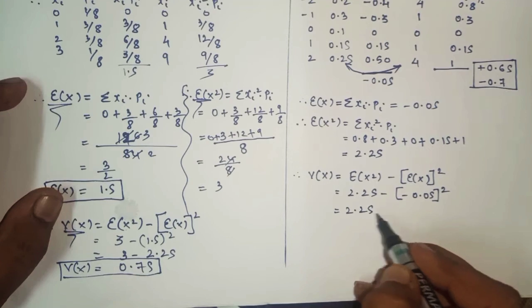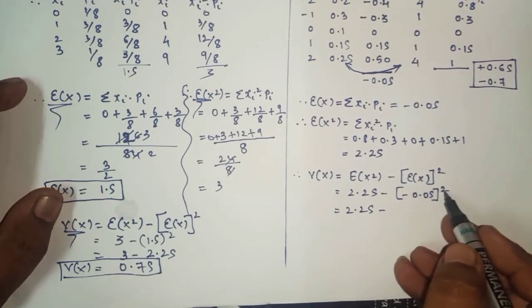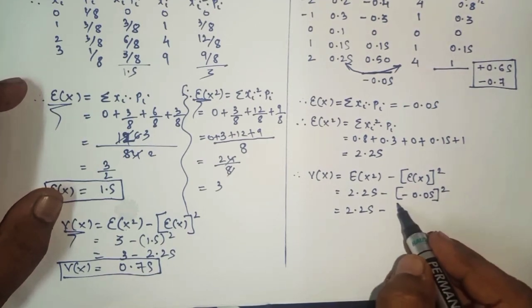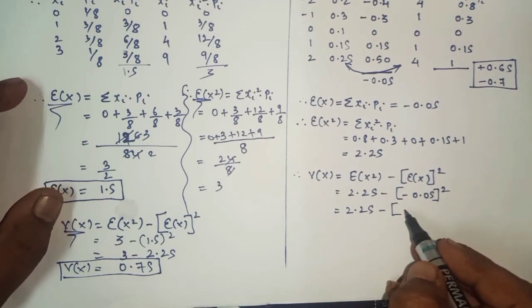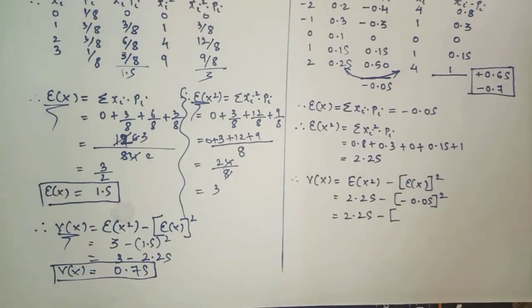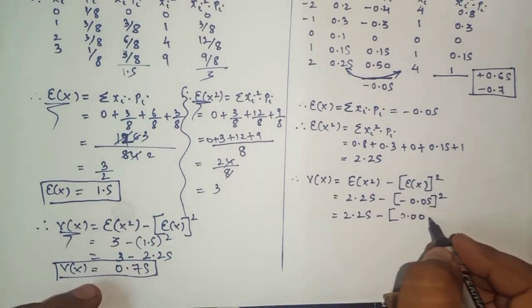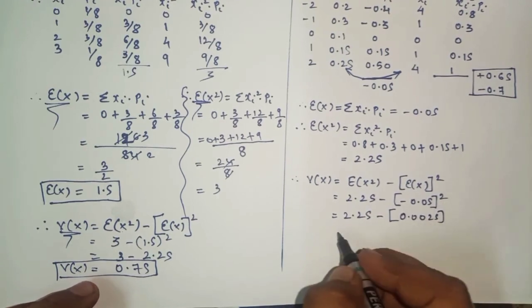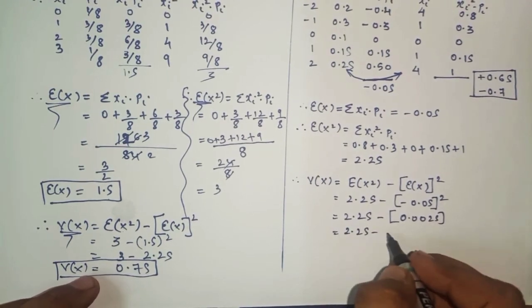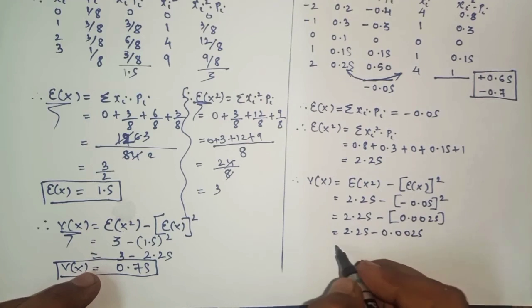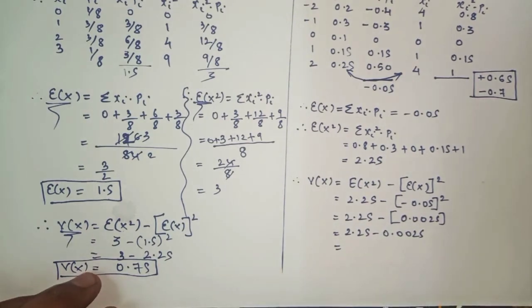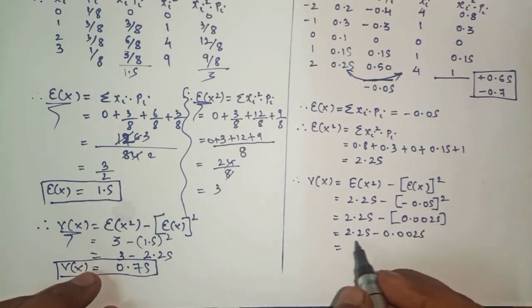So 2.25 minus, the square is positive. So when you square this number, what will you get? The answer for minus 0.05 the whole square will be 0.0025. Okay, so therefore 2.25 minus 0.0025, so when you subtract, what will you get?